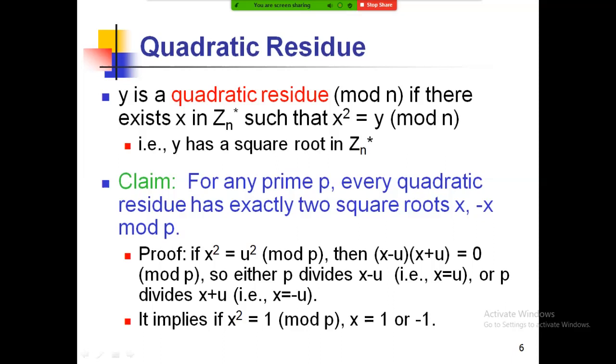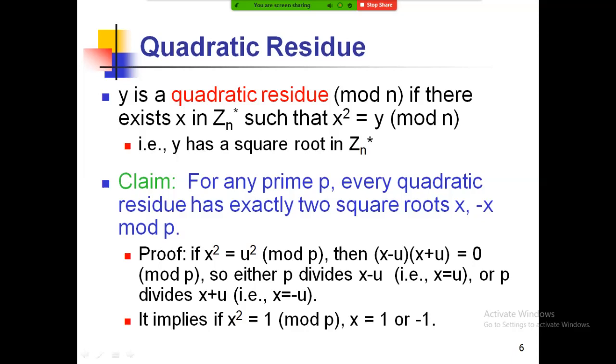So what is the proof given here? If x square is equal to u square mod p, then I can write this as x square minus u square is equal to 0. So what is x square minus u square? a square minus b square formula is a plus b into a minus b. Same thing, x plus u into x minus u is equal to 0 mod p. So either p divides x minus u or p divides x plus u. If p divides x minus u, x will be equal to u. If p divides x plus u, x value will be minus u.